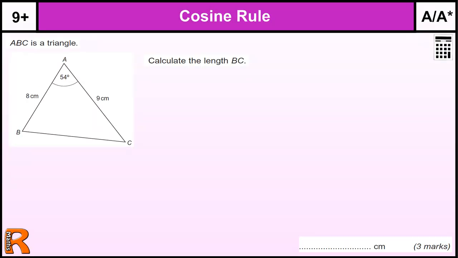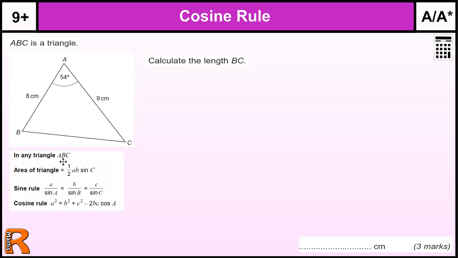Cosine rule, a level 9 plus or grade AA star. Now this rule uses an equation that you're given at the start of an exam paper. You'll be given the cosine rule, which is this one down here. How do we know it's a cosine rule? Well, we know it's quite complicated because it's near the end of an exam paper. We can see that this triangle has no right angle in it, so it's not standard trigonometry. So we've got a choice of cosine rule or sine rule, one of these two.